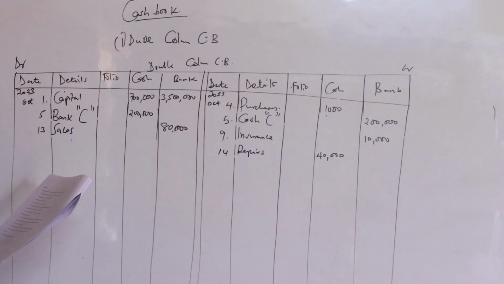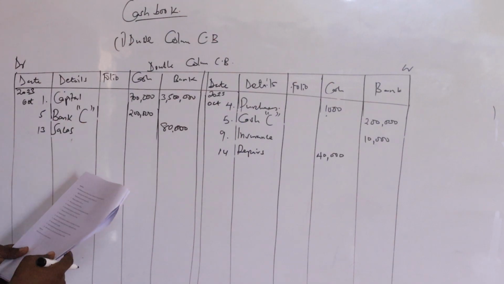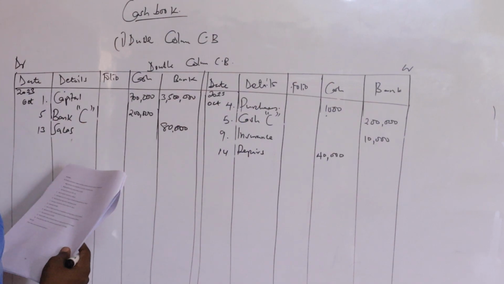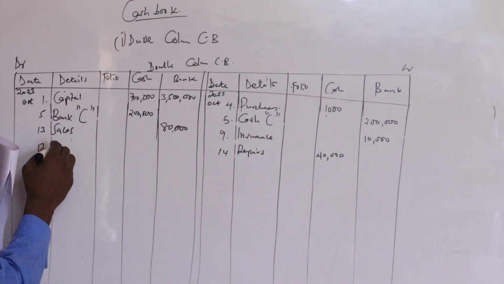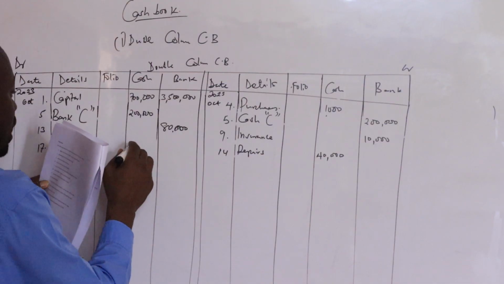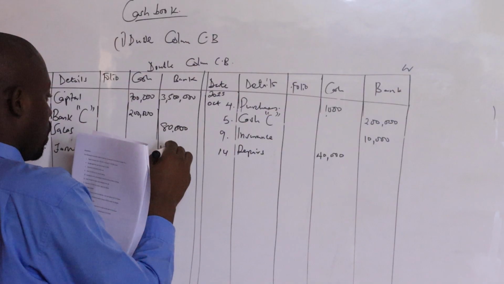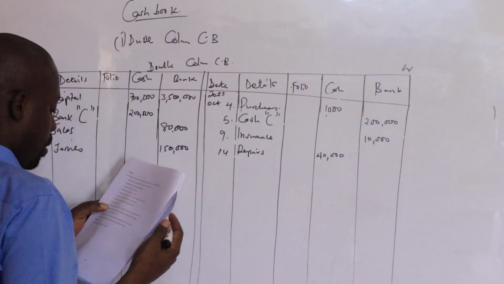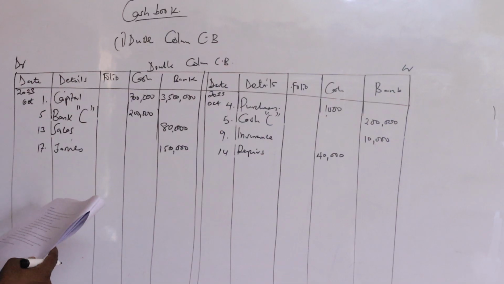On 17th, we are receiving money from James Adeta by check. Receiving money means assets are increasing. Which asset? It is by check. So bank is going up. On the debit side, 17th, I'll write here James, and the money is coming in via check. That is 150,000.